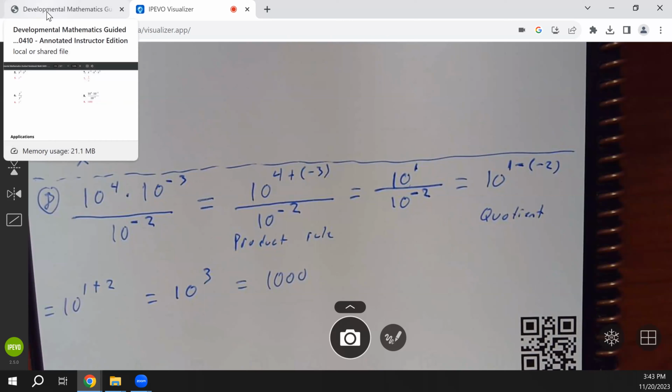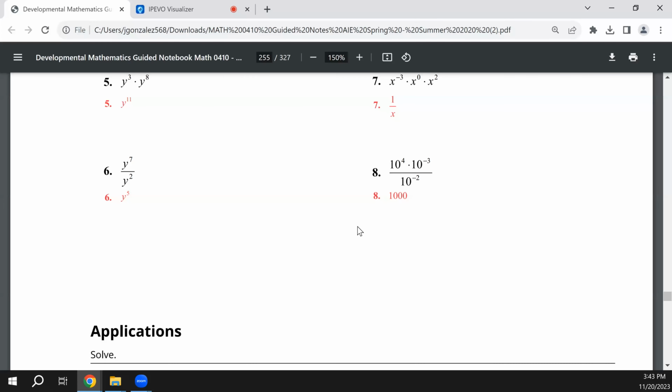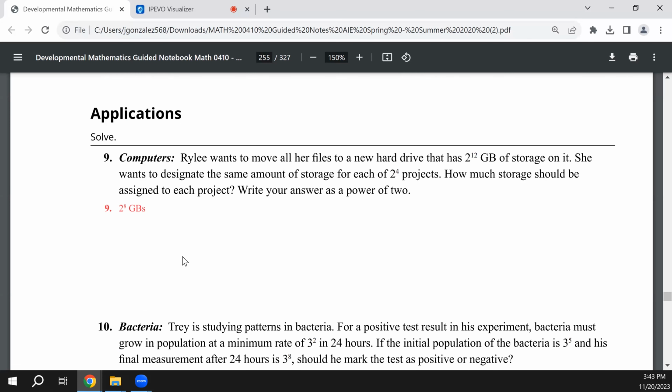Could you get 1,000? Yeah, 10 cubed is 1,000. 10 times 10 times 10. That's what they got here. All right.